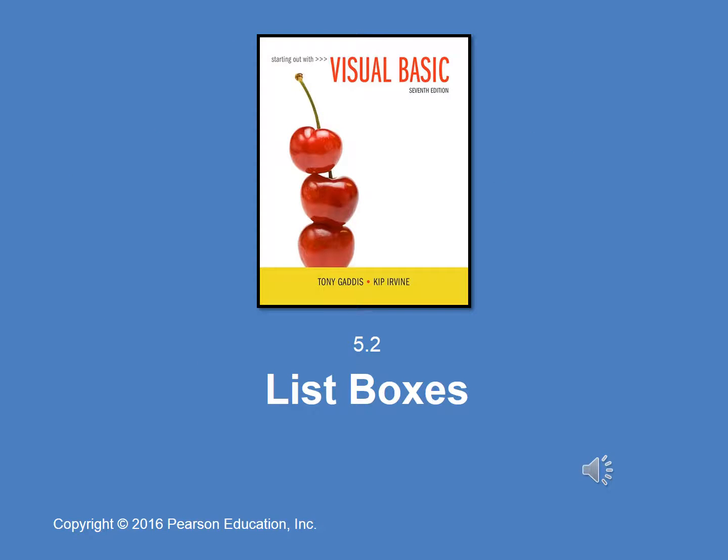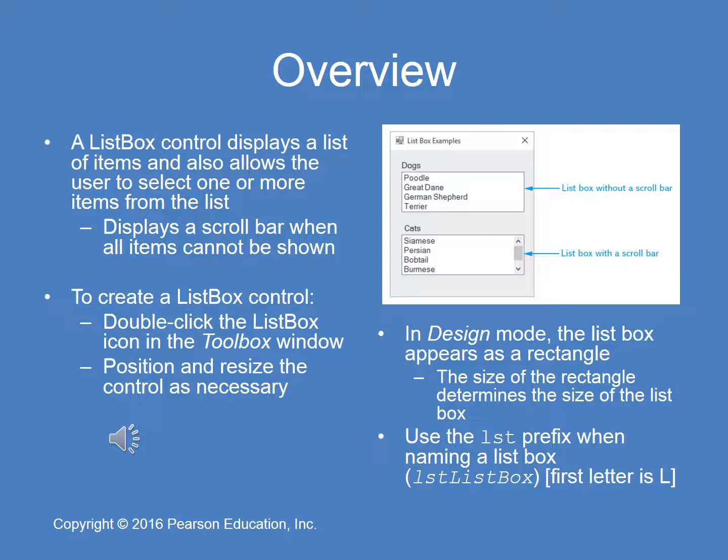The next input solicitation control we're going to cover is a list box, which allows the user to pick items from a list and select them and enter them. This is going to be content from Chapter 5, Section 2, entitled, you guessed it, list boxes. A list box displays a list of items specified by the programmer, and the purpose is to allow the user to select one or more, i.e. multiple items from the list.